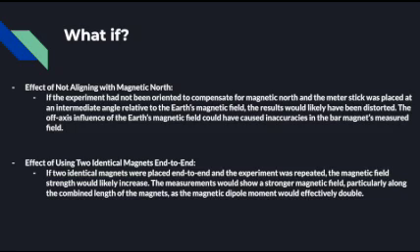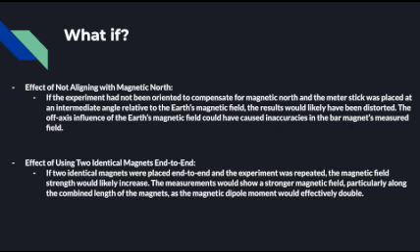And now this is the what-if. The effect of not aligning with magnetic north: if the experiment had not been oriented to compensate for magnetic north, and the meter stick was placed at an intermediate angle relative to Earth's magnetic field, the results would likely have been distorted. The off-axis influence of the Earth's magnetic field could have caused inaccuracies in the bar magnet's measured field.